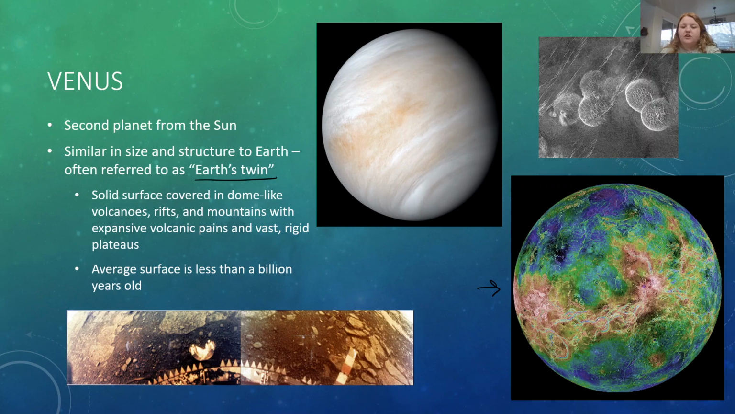So I know that this is kind of a lot of information right here. The average surface is less than about 1 billion years old. That's another tidbit. So this means that there has to be some sort of volcanic occurrences, right? Because less than 1 billion years old is less than 4.5 billion years old, when everything formed. So there must be some kind of geology going on on the planet.